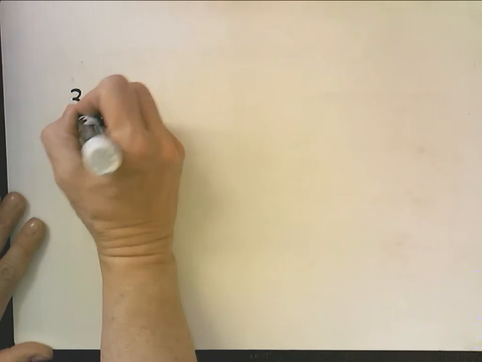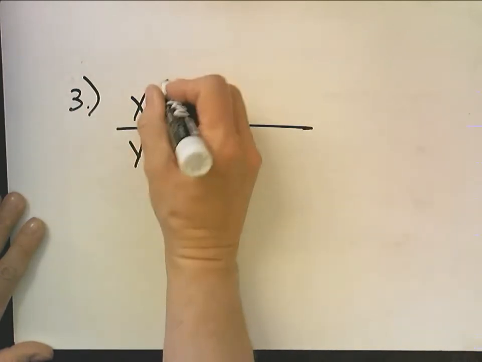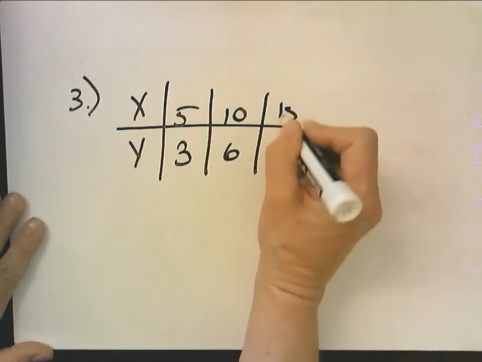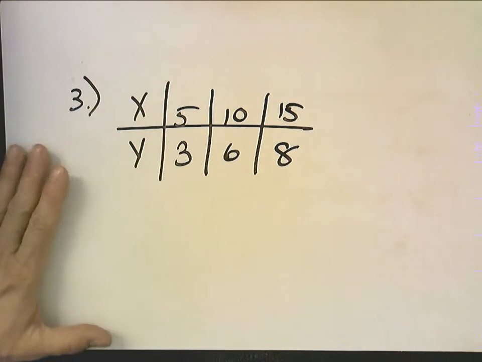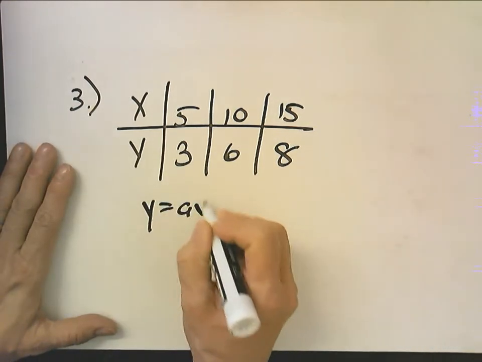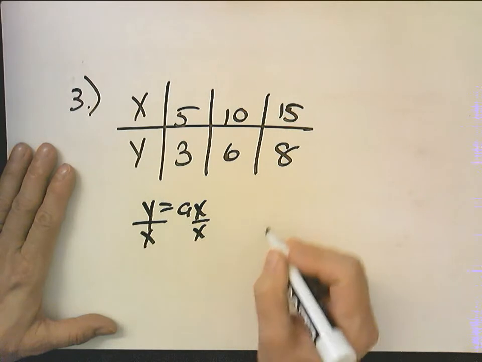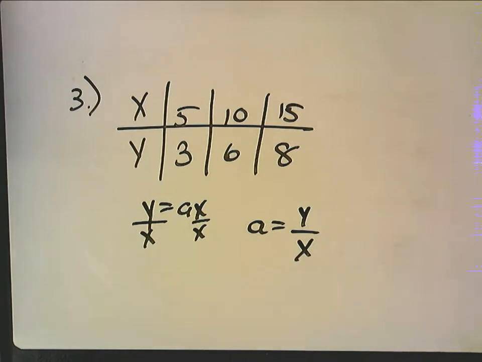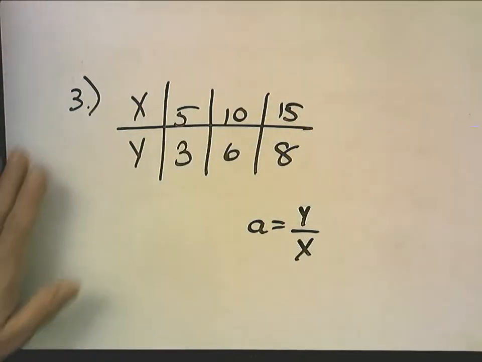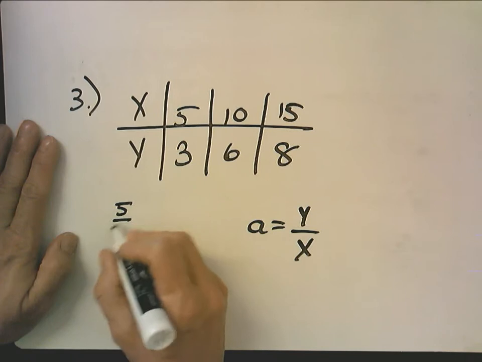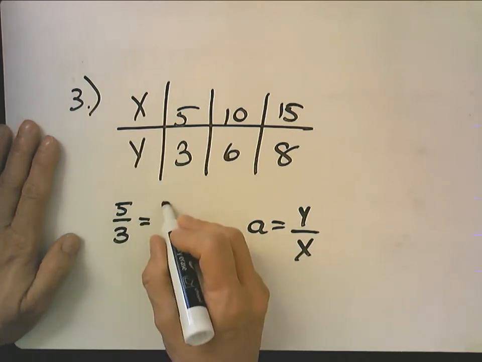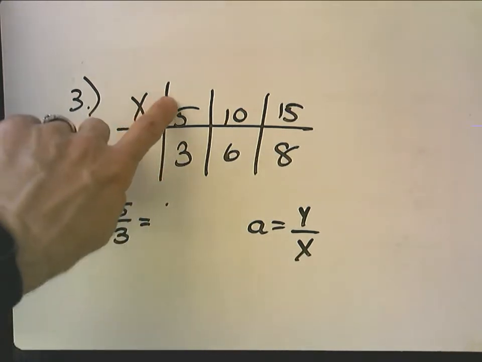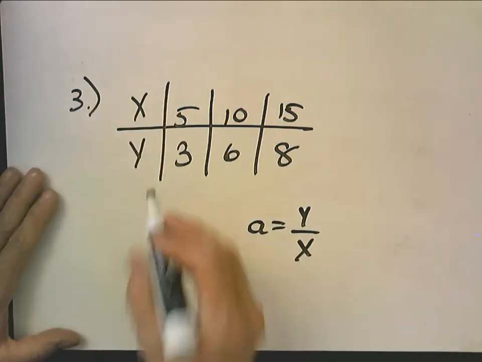Okay, number 3 says, does this table represent direct variation? Well, we know if it represents direct variation, a will be constant. Now, if y equals ax, we divide both sides by x, and we know a equals y over x. So I'm going to put all the y values over the x values and see if they're constant. Well, 5 over 3, does that equal, whoops, what did I do wrong? This is wrong because I did x over y. I'm supposed to do y over x.